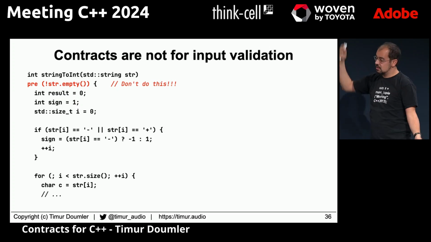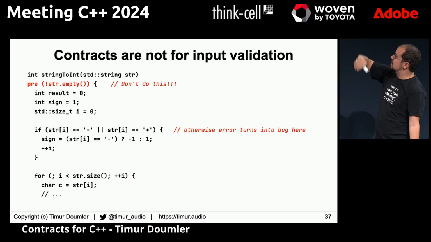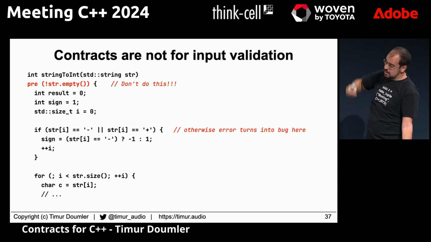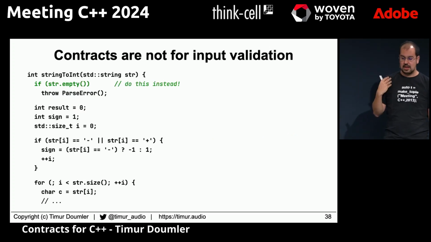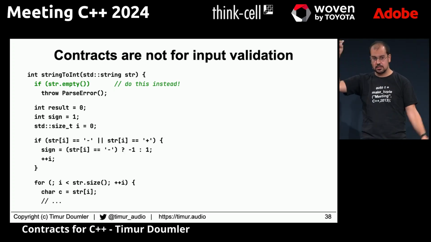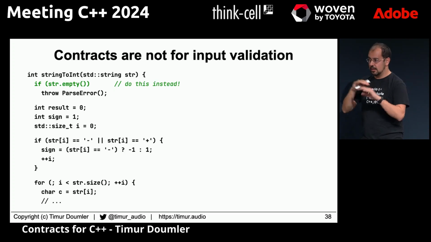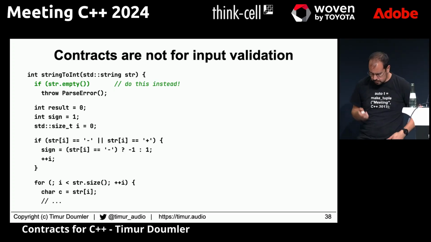It might be turned off, right? So if you do it like this and the check is not performed, then you get UB here, which is bad. So what you want to do is you want to handle the error by throwing an exception or returning an optional or whatever. Like, there's many strategies for that. But error handling and contract checking are fundamentally very, very, very different things.